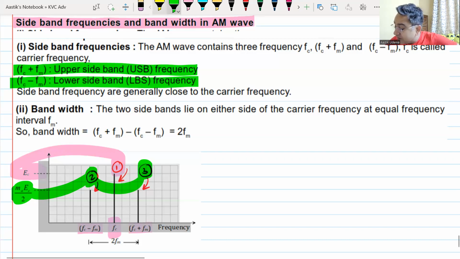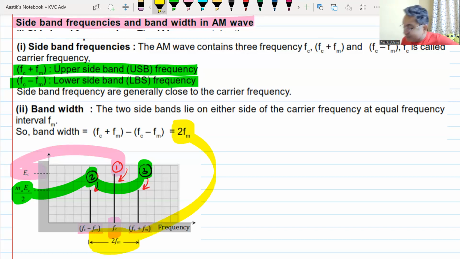The distance between the two, do you see the distance between the two, the yellow one? Yes, sir. The distance between the two, my dear friends, is known as your bandwidth. Do we understand this? Yes, sir. Everyone understands this. Yes, sir.